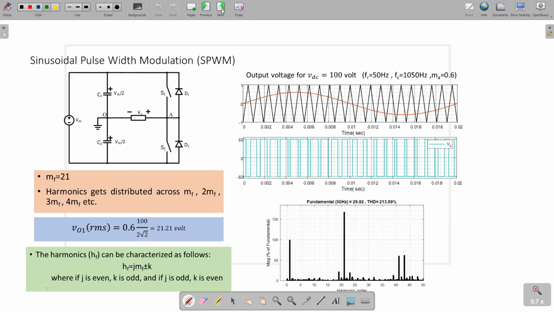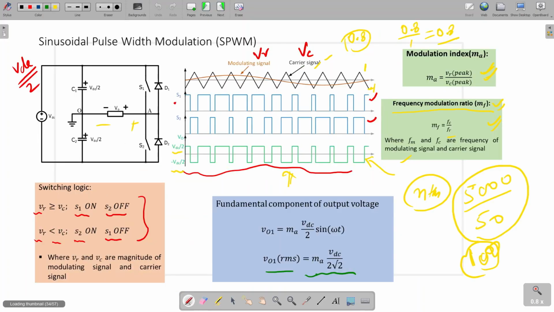Here, the same circuit I have simulated in MATLAB. The data I have taken: DC voltage 100 volt, reference frequency, sine frequency, 50 hertz, carrier frequency 1050 hertz, and modulation index 0.6. So what will be the value of MF? MF will be 1050 divided by 50. How much? 21. So this is the frequency modulation ratio. Already this term I have defined here.